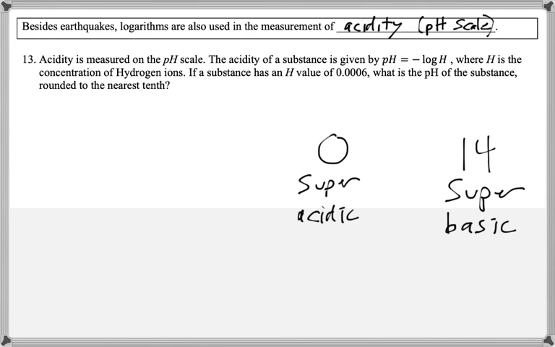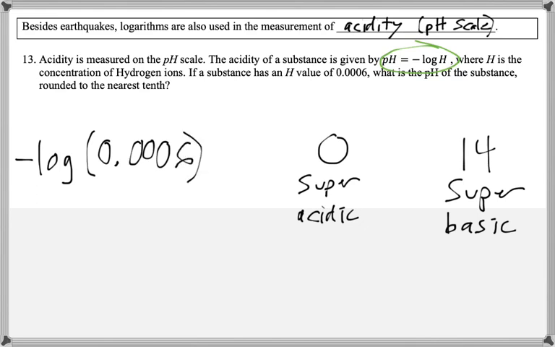So I really just need to use this formula. So my pH is equal to negative log of 0.0006. And if I type that in on my calculator and round to the nearest tenth, that's equal to 3.2.